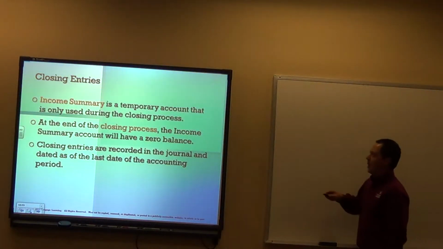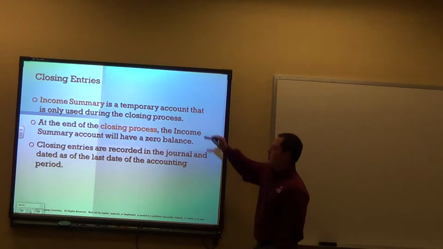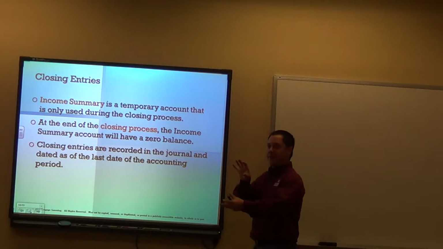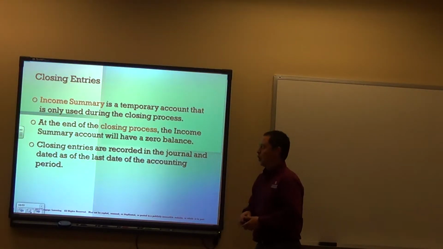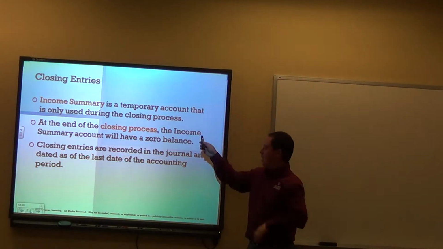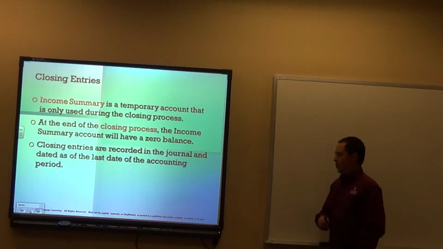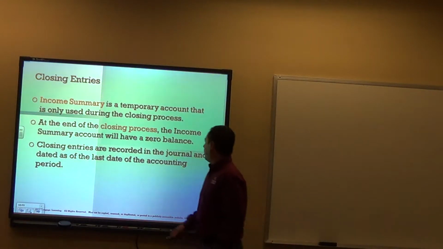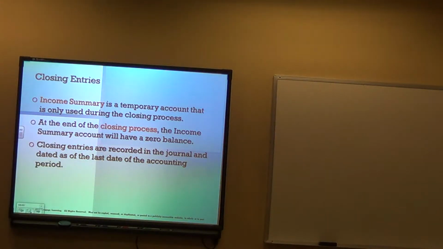So the income summary is a temporary account and is used during the closing process. That's the only time it's used. So we're just going to use it to kind of shift things around. That's all it's used for. At the end of the closing process, the income summary account will have a zero balance. We'll zero it out, it'll be done. The closing entries are recorded in the journal and dated on the last day of the accounting period. Okay? So we're just using this as a temporary account to move things to where they need to go. We've just made them flow there right now.